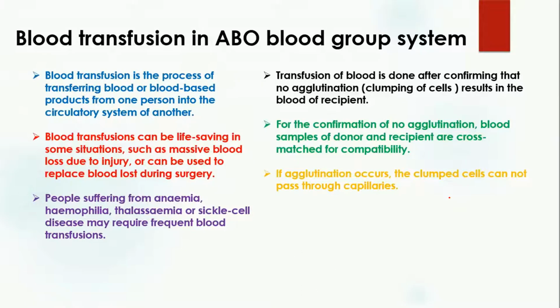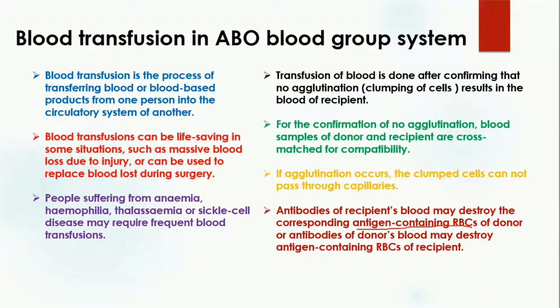Now why is agglutination avoided? Because if agglutination or clumping occurs, the clumped cells cannot pass through the capillaries. For example, this is a capillary and here the clotting takes place. Because of this clotting, the blood cannot move further. Along with this, the blood which is coming from behind cannot move forward either, and it is like blocking the blood flow, which can be very harmful and may cause death.